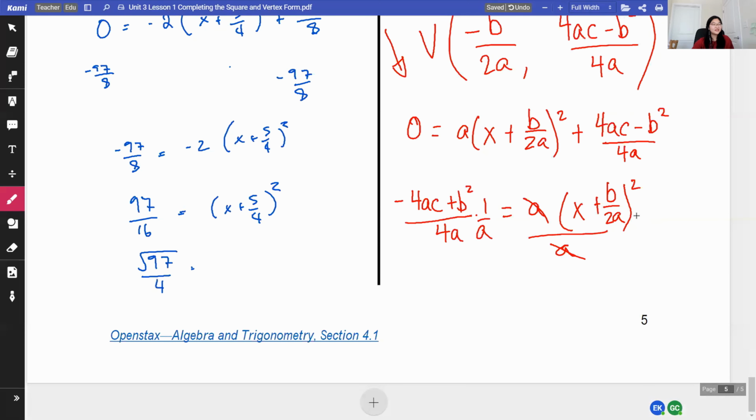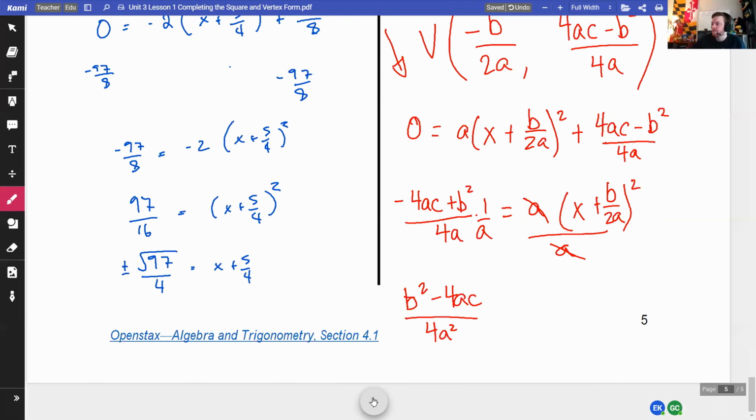Canceling. Mine has a nice little 4 there. X plus 5/4. Oh, I forgot my plus or minus. I'm going to change this order around: b squared minus, and then the 4ac, because of the commutative property of addition, right? As long as it's addition, not subtraction. Subtraction does not have a commutative property, but addition, including negative numbers, does. But if you think of subtraction as addition with a negative, boom.